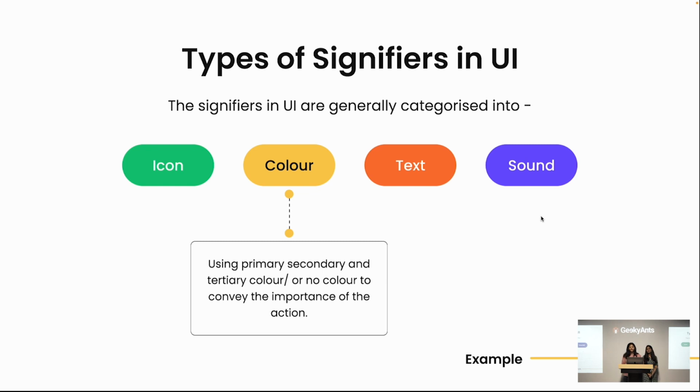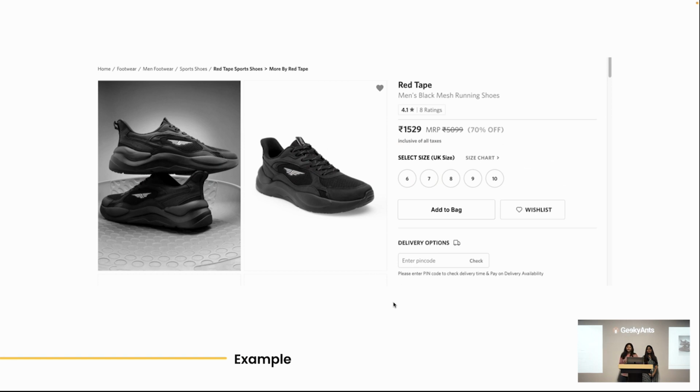The next one is color. Using primary, secondary and tertiary color, or no color, conveys the importance of an action. Designers use color theory, they use various colors such as secondary and tertiary, to convey the importance of an action. So in this screen, which is totally black and white, can anyone tell me what all the actions are that are possible in this?